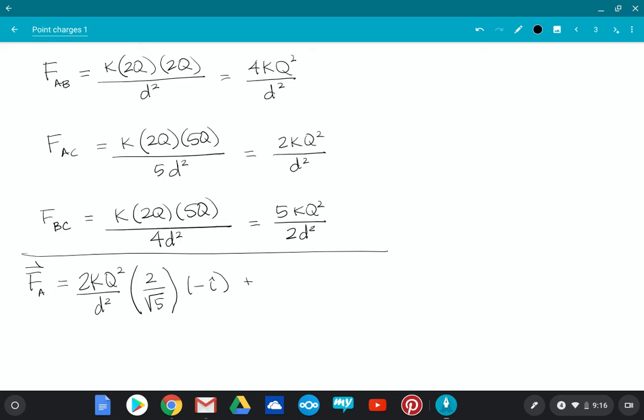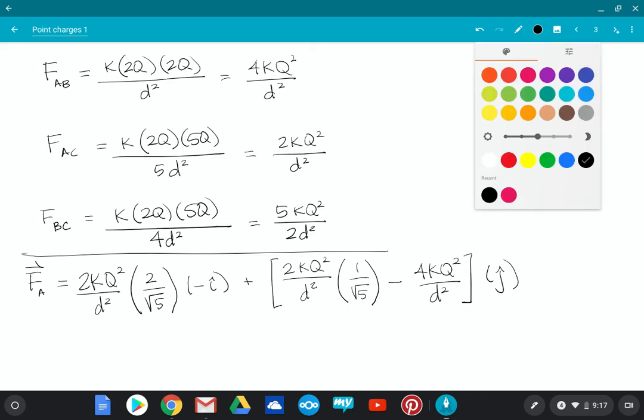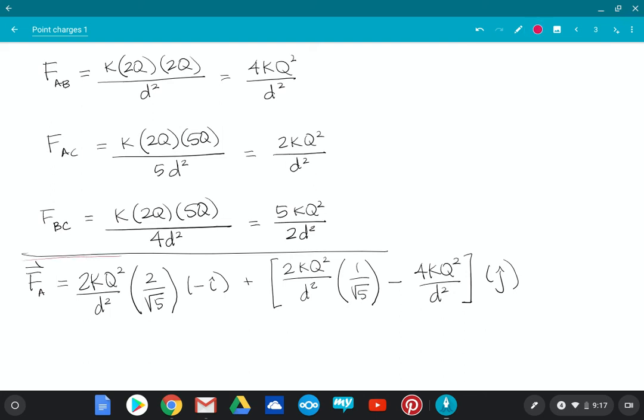plus FAC, which is 2kq squared over d squared times sine phi, which was 1 over root 5. You can go back and revisit that. Minus FAB, which is 4kq squared over d squared. And that was all j hat. So this is my final expression here for F sub A. All right. That's my final expression for F sub A.